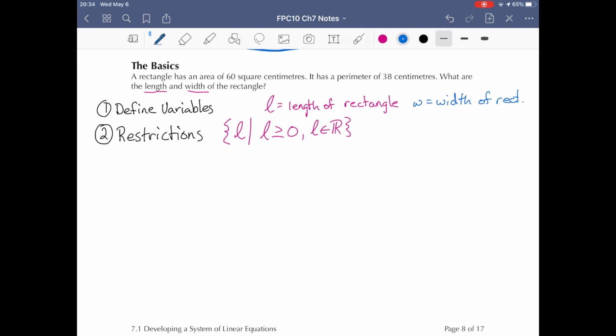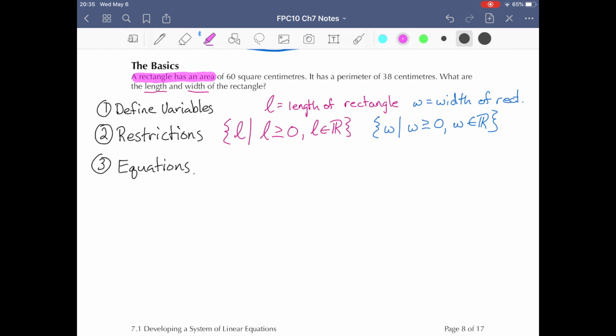Now, our width variable would have the same restrictions on it. W such that W is greater than or equal to 0, and W is an element of the real numbers. So we've defined our variables, we've identified the restrictions on our variables. Now we can write our equations. So let's write out our equations. The first one comes from this section right here. A rectangle has an area of 60 square centimeters.